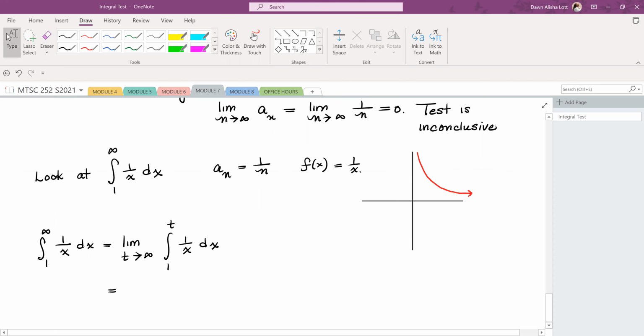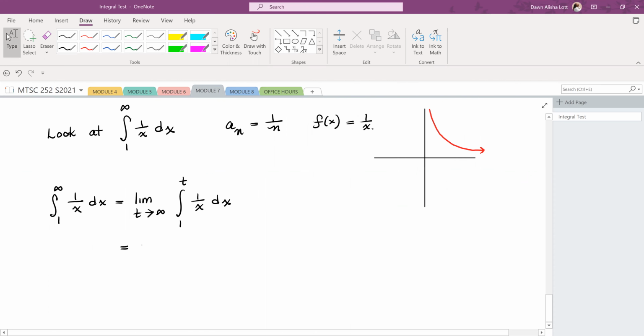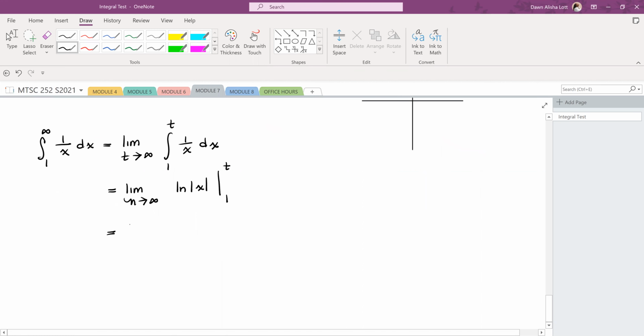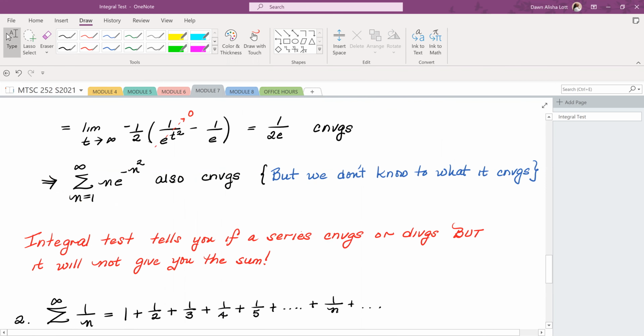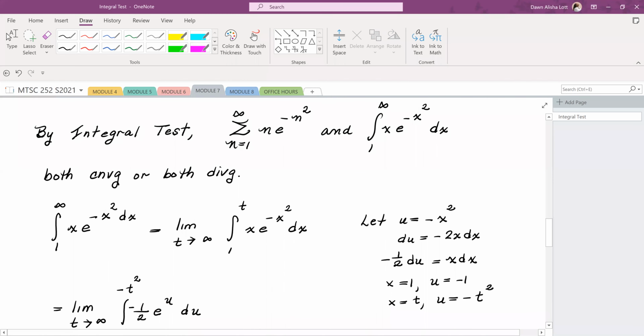This is a nice, easy one. The integral of 1 over x is the natural log of the absolute value of x, evaluated from 1 to t. We don't even need the absolute value because we know we're bigger than 1. So this is the limit. And why did I write n? That should be a t. Lord, please don't tell me I made that mistake back here. Let me just make sure. Nope, those are all t's. Good.